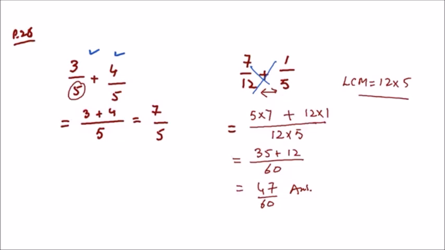I told you that if we add both of these numbers, we get the answer 7 by 5, which is also a rational number. And this property is called closure property. It means that rational numbers are closed with respect to addition. Rational numbers are closed with respect to addition, and this is called closure property.